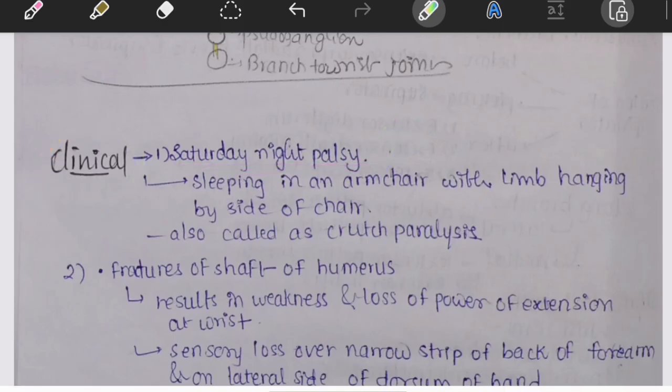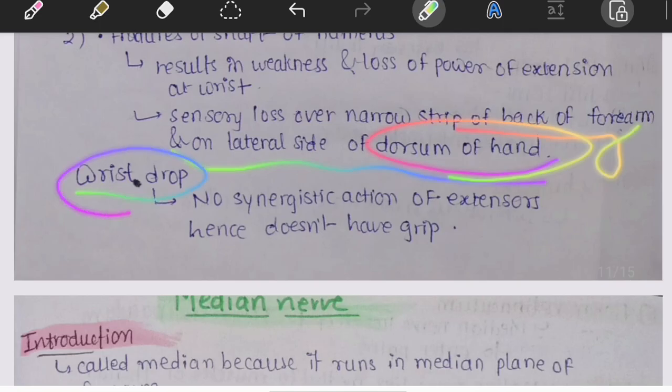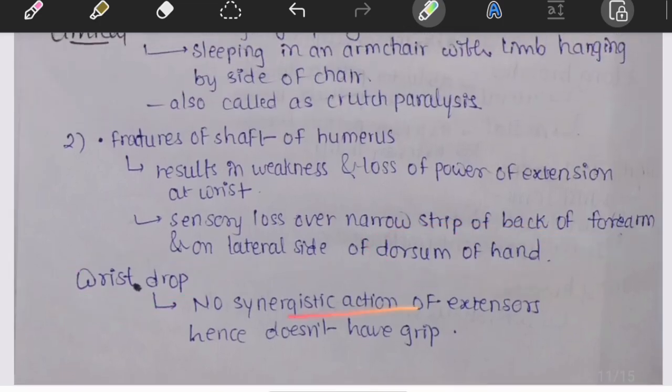Saturday night palsy: sleeping in an armchair with the limb hanging by the side of the chair, also called crutch palsy. Fractures of the shaft of the humerus result in weakness and loss of power of extension at the wrist. Sensory loss over a narrow strip of the back of the forearm and on the lateral side of the dorsum of the hand. And the next is wrist drop. No synergistic action of the extensors, hence no grip.